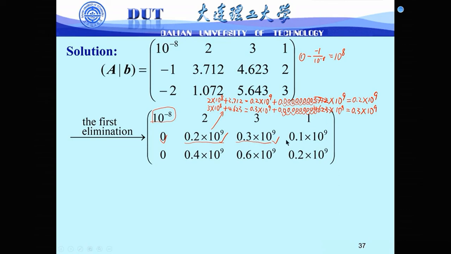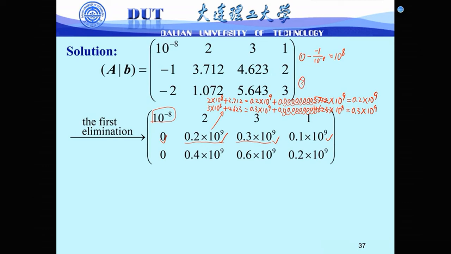Similarly, that is why here just 0.1 multiply 10 to 9. Because the similar computation, so I omit the detail. That is just 0.1 multiply 10 to 9. It's okay? Okay, so we obtain the second row by first step elimination. And also we need to consider the last row, the third row.